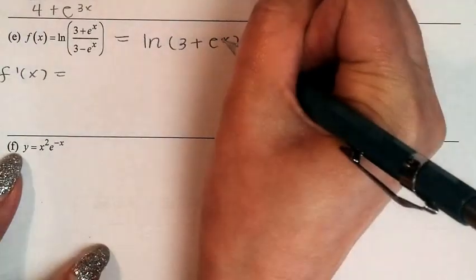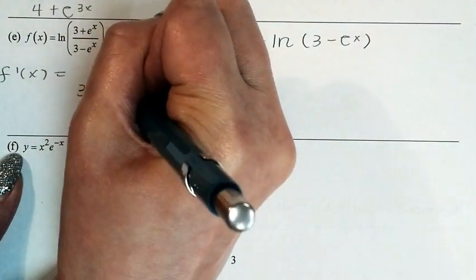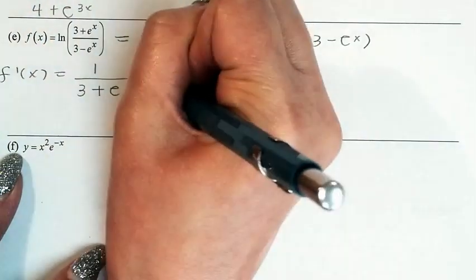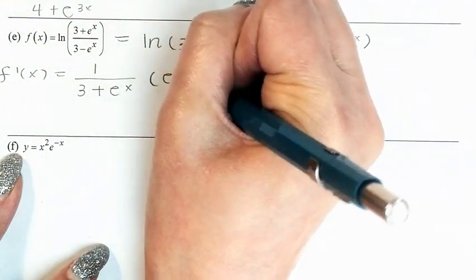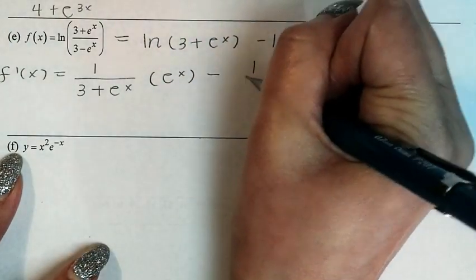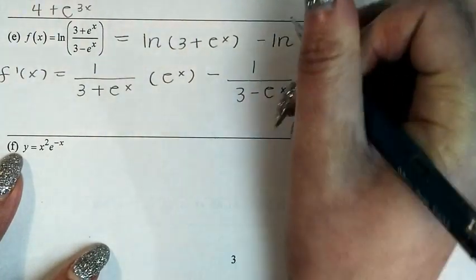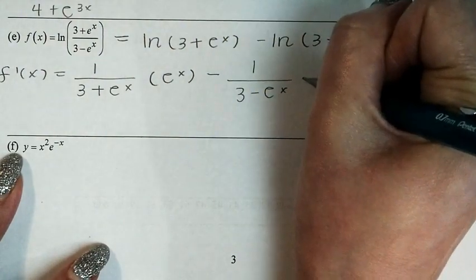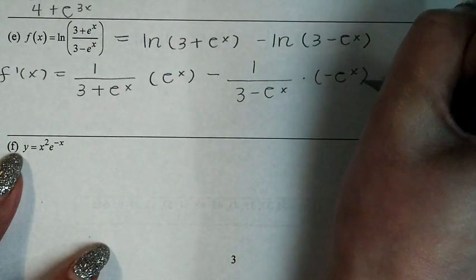So the derivative of this one is going to be 1 over 3 plus e to the x times the derivative of this one. The derivative of that one is going to be e to the x. Then you have the minus there, so you have 1 over all of this, times the derivative of the denominator, which in this case is going to be negative e to the x.